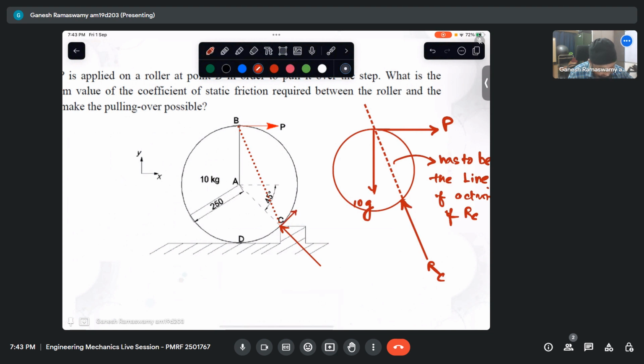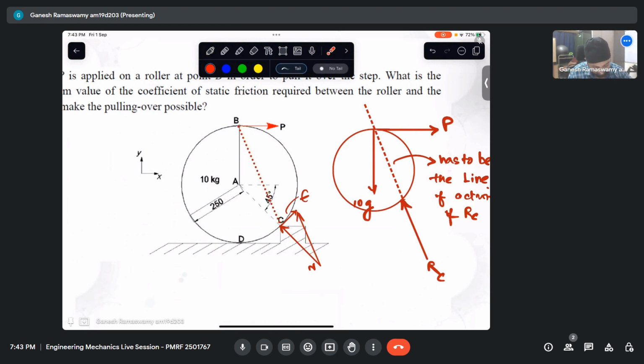This is my frictional force. This is the normal force. This is the frictional force. And this frictional force should get so mobilized that the line of action of this force is parallel to this line. That is the entire concept here.